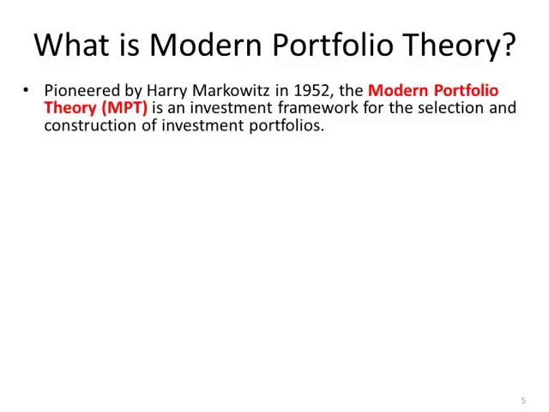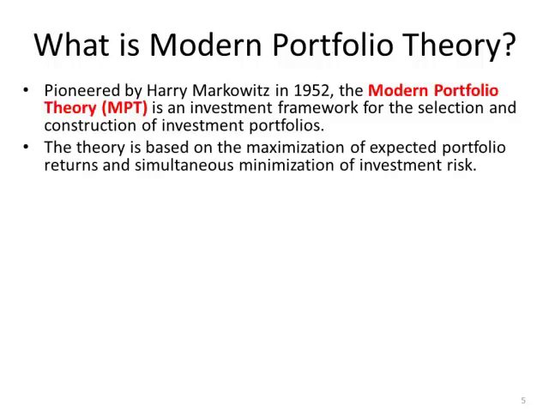So, it's really asking the question, how do we go ahead and build an investment portfolio? And the theory is based on the maximization of expected portfolio returns and the simultaneous minimization of investment risk. So that kind of makes intuitive sense, is what we've talked about earlier. We want to maximize the returns, or our potential returns, and at the same time minimize our risk. So modern portfolio theory is essentially based on this premise.